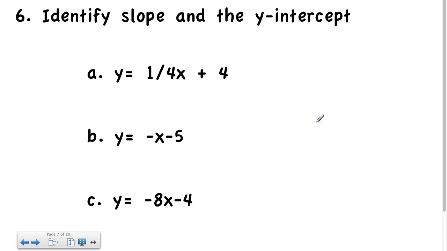Identify the slope and y-intercept. So on your paper, you're going to write y equals mx plus b. So is that in the form y equals mx plus b? Yes, it is. So whatever's here next to the x is your slope. So slope is going to equal 1/4. And whatever's on the end with the symbol that's in the front is going to be your y-intercept.